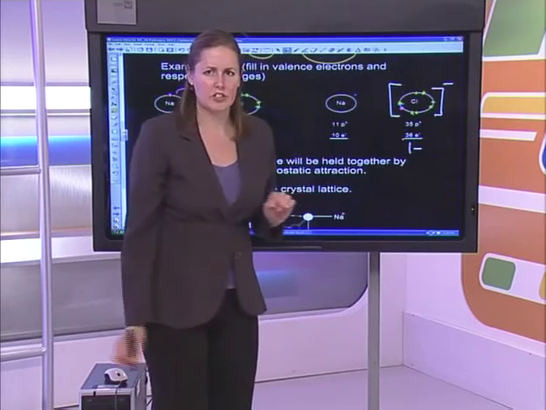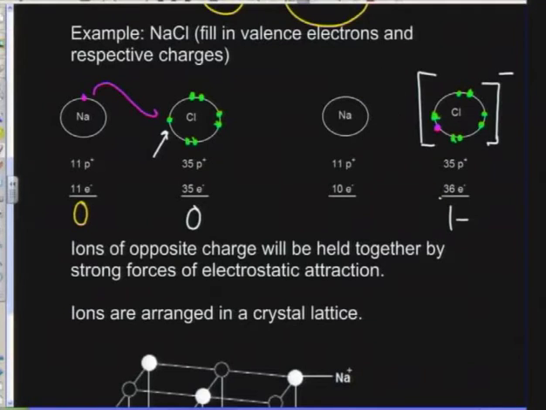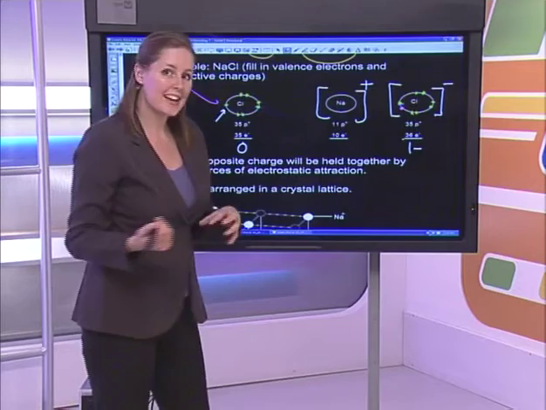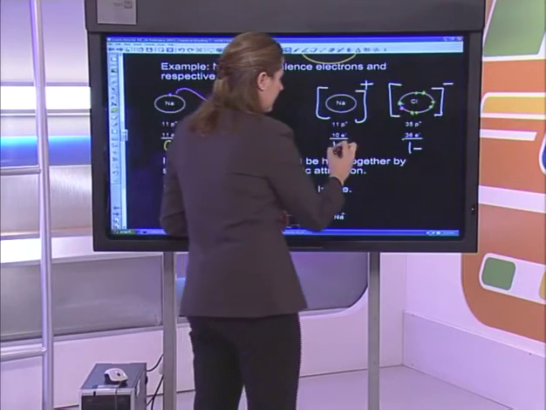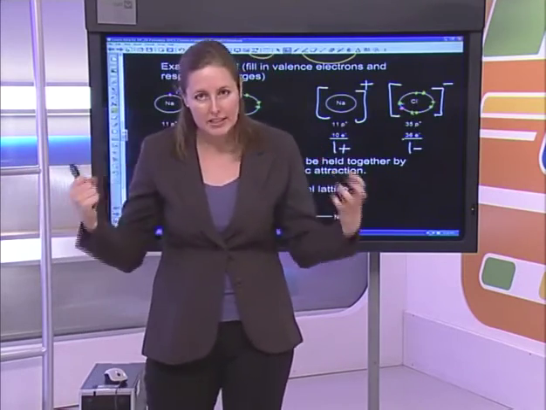Whereas coming across to sodium, sodium has given away that electron, so overall its charge will be positive. And let's look here, 11 protons, only 10 electrons now, and so it's going to form a 1 plus charge. So these two things are oppositely charged.